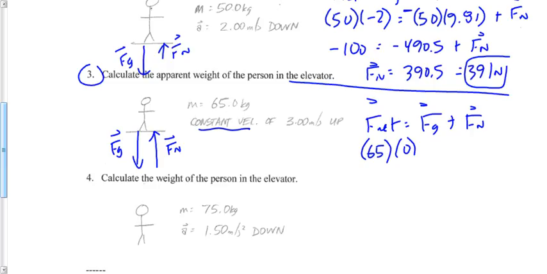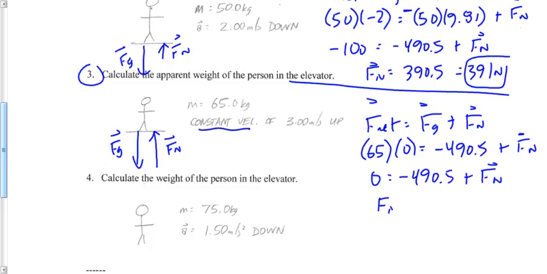Think about that. You're in an elevator moving upward at 3 meters per second. You're in an elevator moving downward at 25 meters per second. You don't feel a difference. It feels exactly the same to you. As long as there's a constant velocity, it doesn't feel any different. It's acceleration that you feel, right? Not constant velocity. All right, the force of gravity is negative 490.5. That's 50 times 9.81 plus Fn. 0 is equal to negative 490.5. So Fn ends up being equal to positive 490.5.